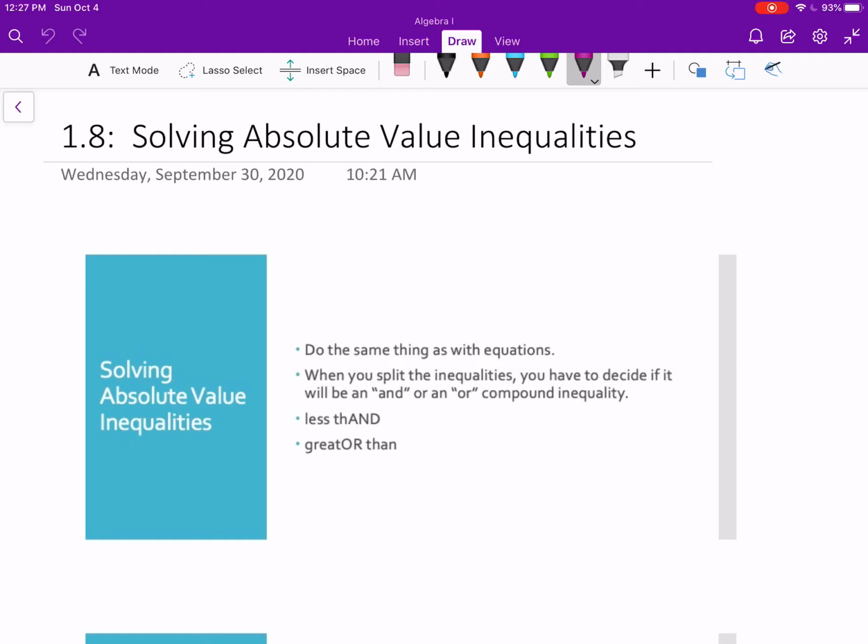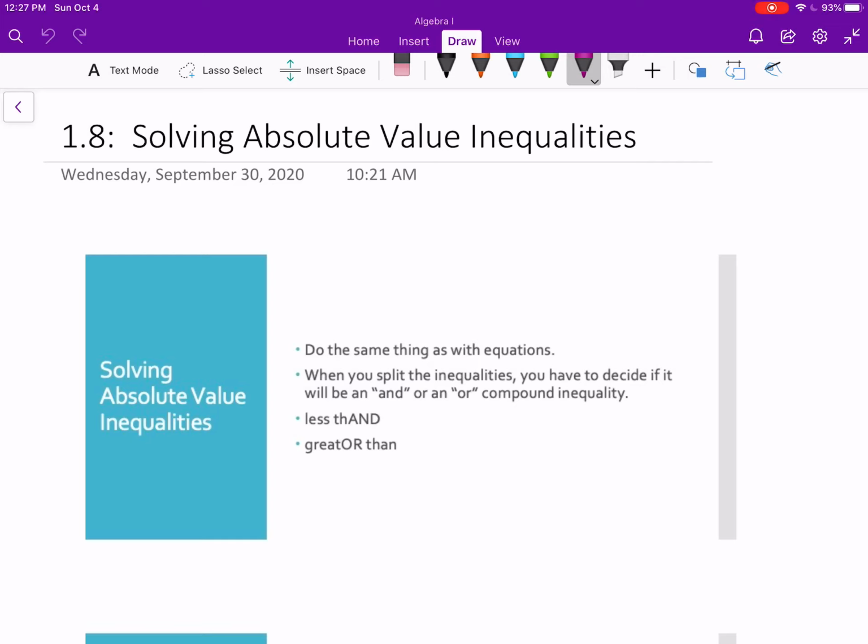This is section 1.8, solving absolute value inequalities. So earlier in this unit, we talked about solving absolute value equations. And remember, we got the absolute value by itself and then had to write two different equations. Same thing is going to apply with inequalities. So we're going to have two inequalities, so it's going to become a compound inequality.